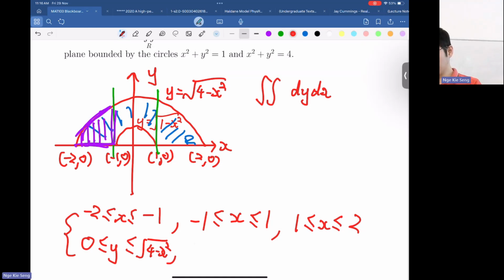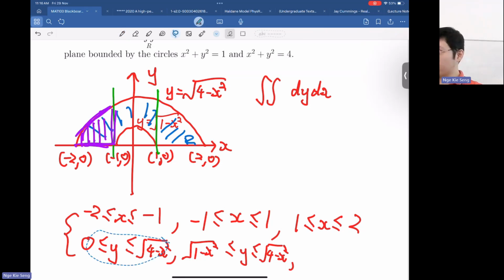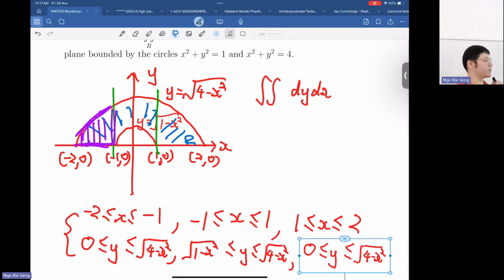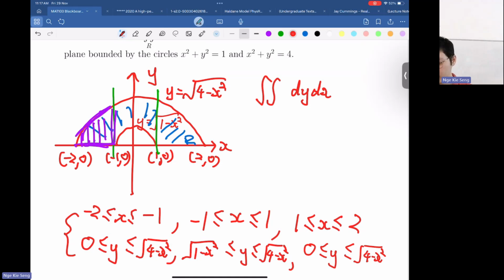And then the second part, the lower bound is what? Square root of 1 minus x squared. And then the upper part is, again, square root of 4 minus x squared. And then the last part is the same as the first part, just that you change your x. So throughout these three integration domains, can you see that all the upper bound is the same? Can you see all the upper bound of y is the same?